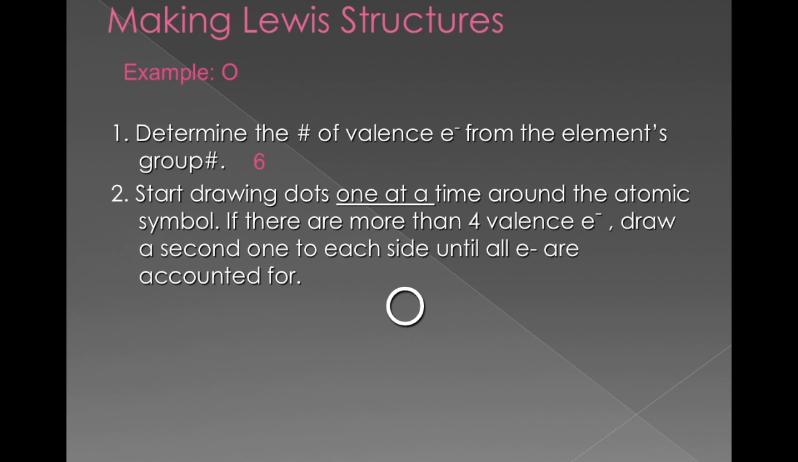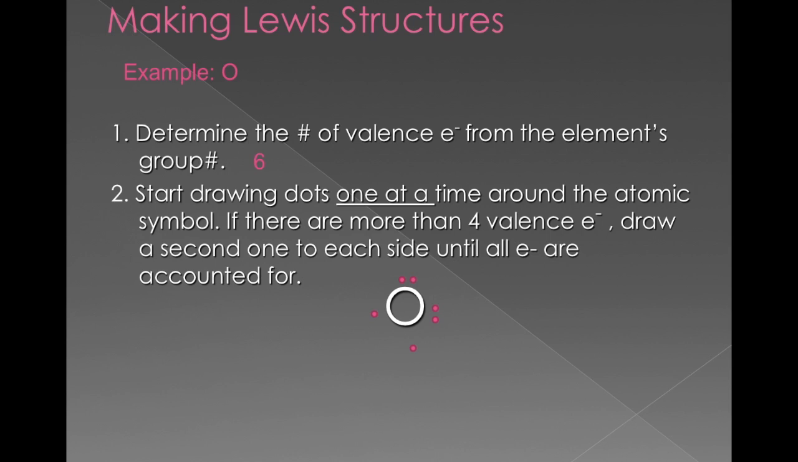Oxygen is in group 6, which means it has 6 valence electrons. Now that we know this, we're going to start drawing dots one at a time around the atomic symbol. 1, 2, 3, 4. All right, so now we still have 2 more electrons to put in, so now we're going to start drawing a second one on each side until we've got all of our electrons accounted for.